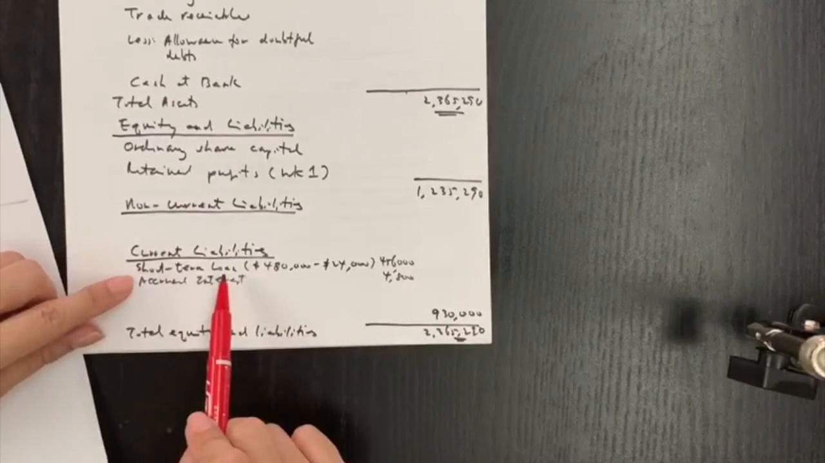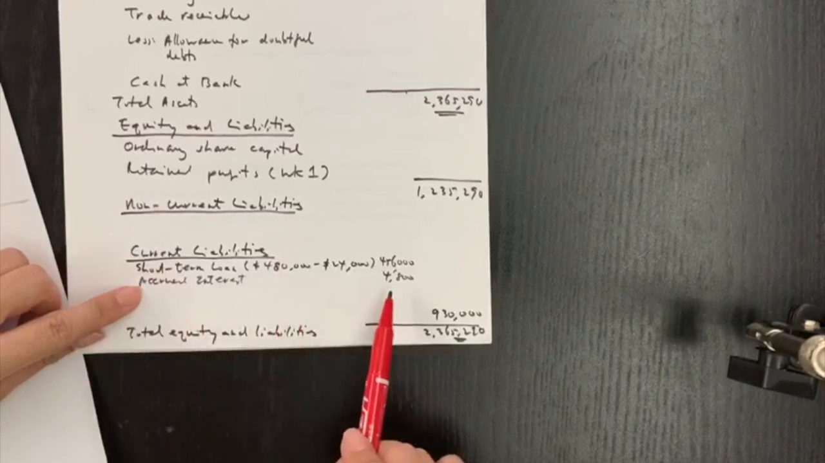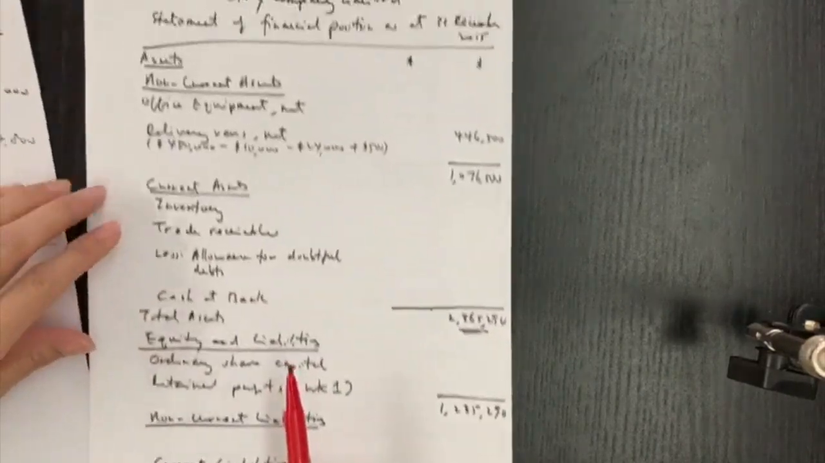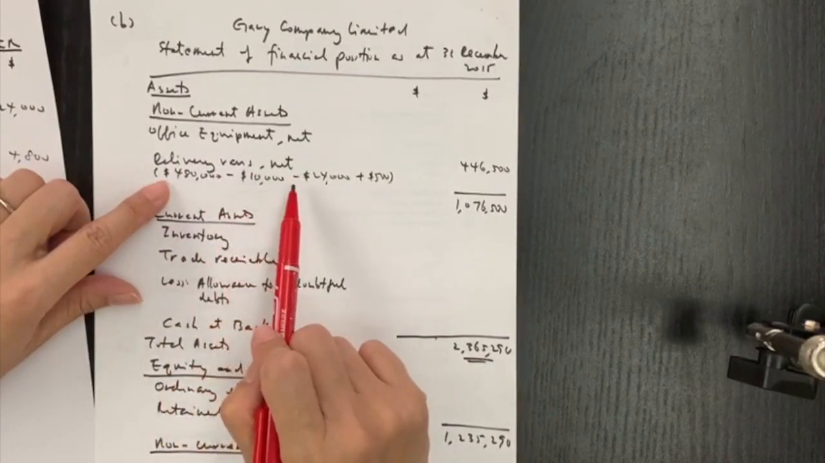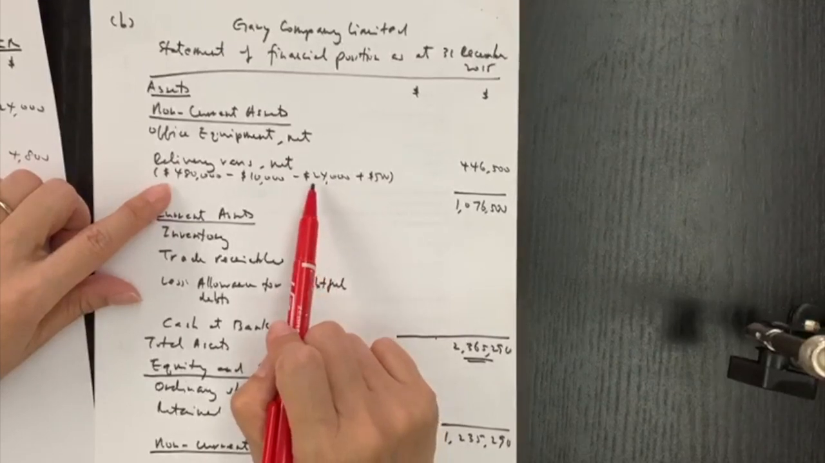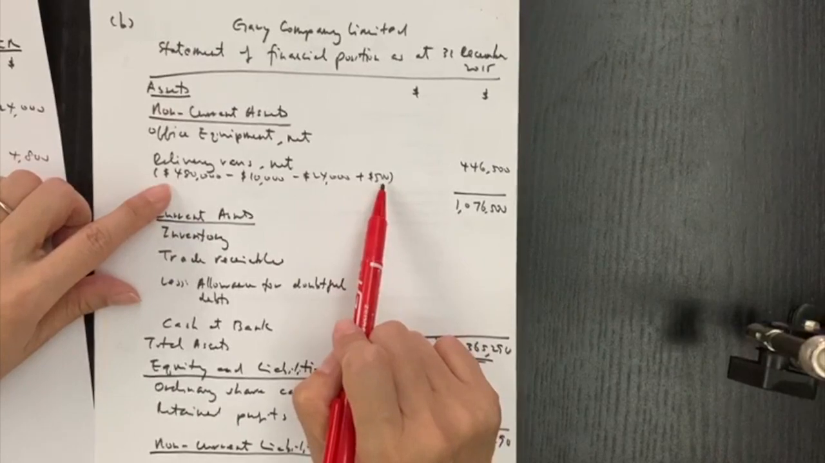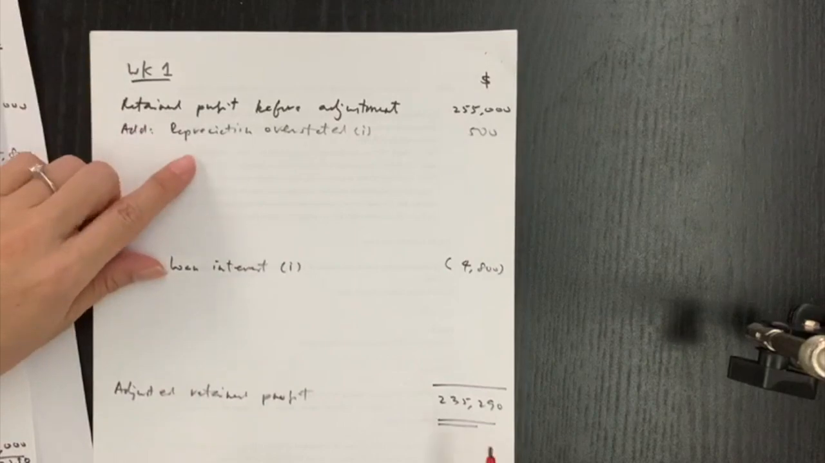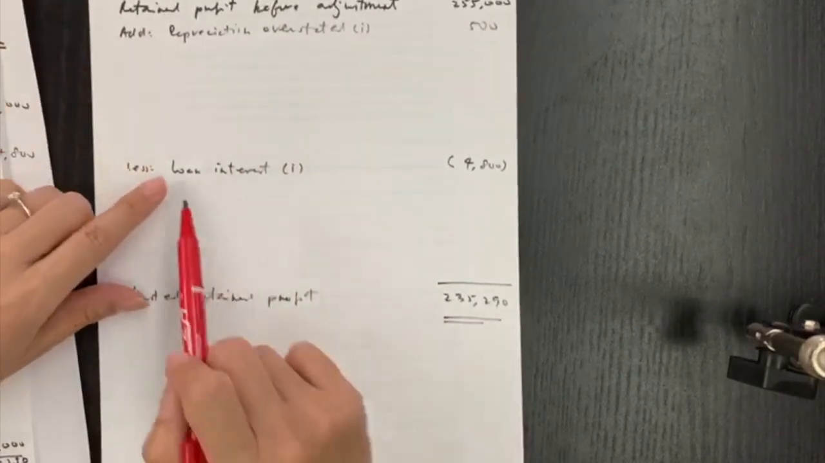Here we have short-term loan being overstated, so minus 24,000, and accrued interest omitted. And what else? For delivery van, the original amount, we minus 24,000 for the delivery van cost being overstated, and then this is depreciation overstated. And finally, don't forget to show the adjustments for retained profits. So we add depreciation overstated to retained profits, and then we minus loan interest being omitted.